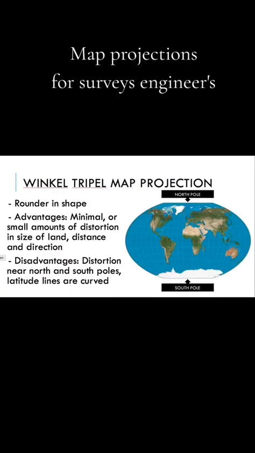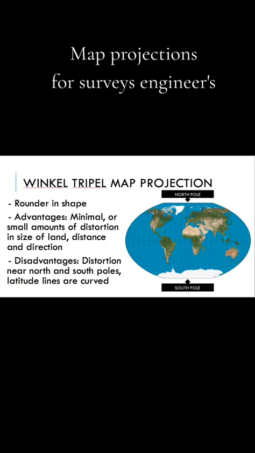Finally, we have the Winkel-Triple map projection. Now you'll notice this one's a little bit rounder in shape, similar to a sphere or a globe. Now the advantage of this map projection is that there's minimal or small amounts of distortion in the size of the land continents, the distance between places, and the direction. So when we talk about north, south, east, and west, this one's pretty good at keeping that true to direction. But the disadvantage is that the distortion between the north and the south poles are there.